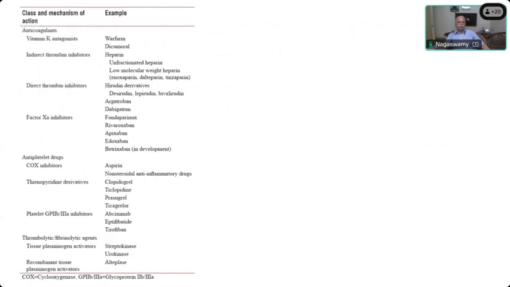Okay? This is the chart which will give you the classes of anticoagulant agents and examples of these drugs, with all the names which she mentioned. So this is again a chart to know all the various drugs. And of course, the last drugs, streptokinase and urokinase, are thrombolytic agents.